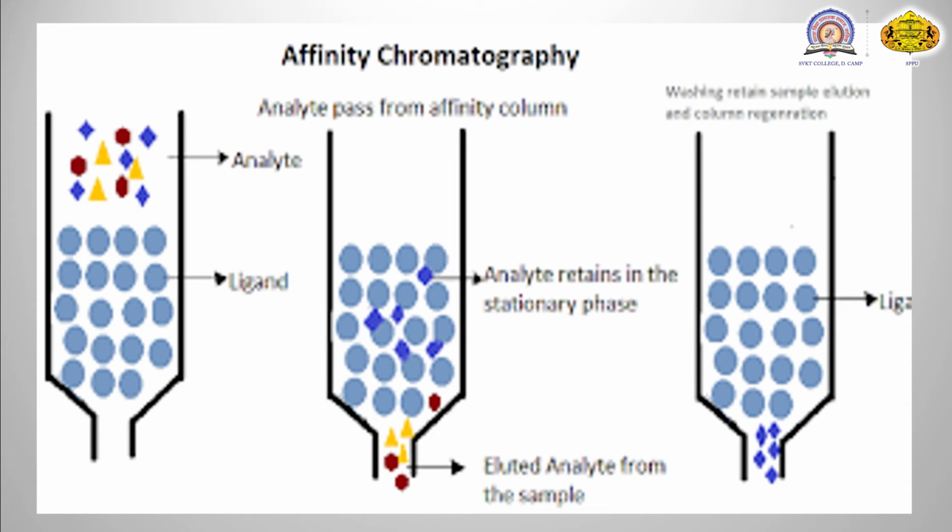Third, it is the ligand. A ligand is the molecule which has the reversible capability to bind a specific target protein molecule. The ligand can be selected only after the nature of the macromolecules to be isolated is known.